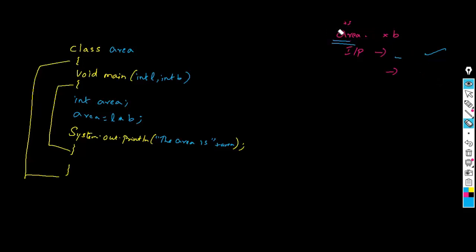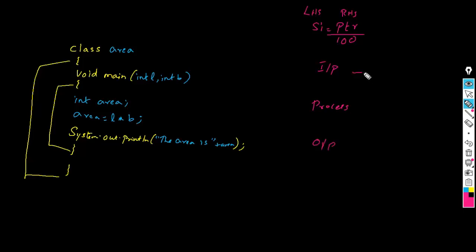If I have to do something else, the next program I can do is simple interest. All this is very, very simple for you to understand. So, simple interest. What is the formula for simple interest? Simple interest is equal to PTR divided by 100. So left hand side, right hand side. What will be the input? What will be the process? And what will be the output? So what will be the input? P, T and R will be the input. What will be the output? SI will be the output. What will be the process? SI is equal to P into T into R divided by 100.